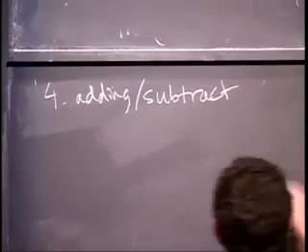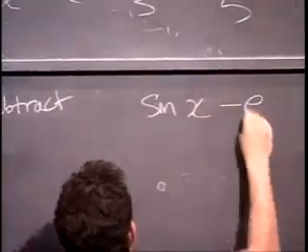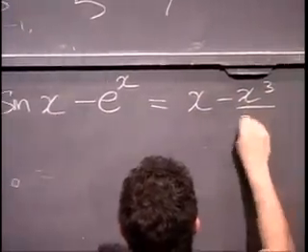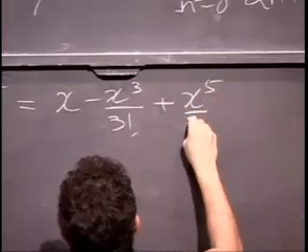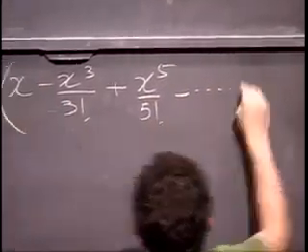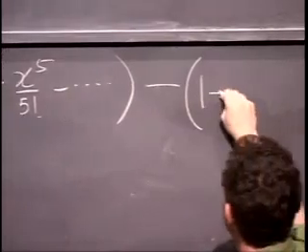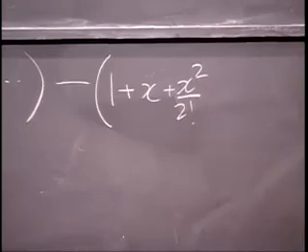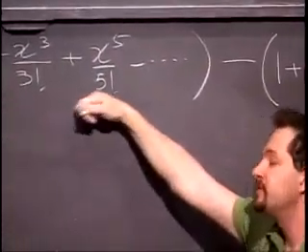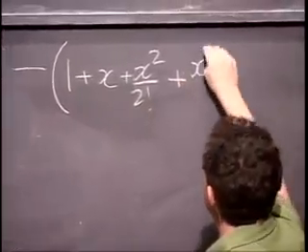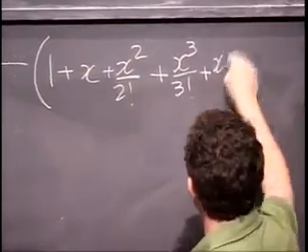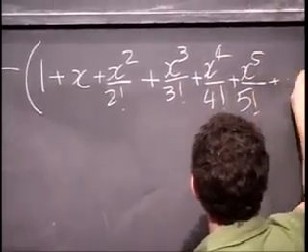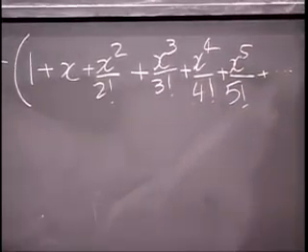So, as an example, what would the series for sine x minus e to the x be? Well, you just write sine x as x minus x cubed over 3 factorial plus x to the 5 over 5 factorial, and so on. And then, in this case, I'm subtracting the series for e to the x, 1 plus x plus x squared over 2 factorial. One caveat is you must make both of these series go up to the same order. So in this case, I have to go up to x to the 4th and x to the 5th. It is no fair doing one up to some order and the other to a different order.